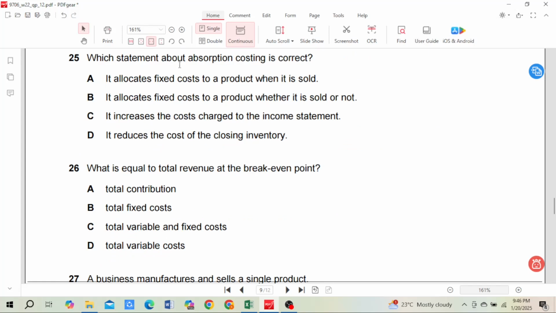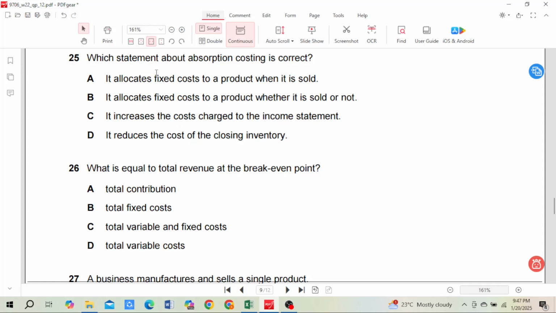25. Which statement about absorption costing is correct? Number one: it allocates fixed cost to the product when it is sold. So we allocate fixed cost only when we are selling the product. Number two: it allocates fixed cost to the product whether it is sold or not. Then: it increases the cost charged to the income statement. And: it reduces the cost of the closing inventory.